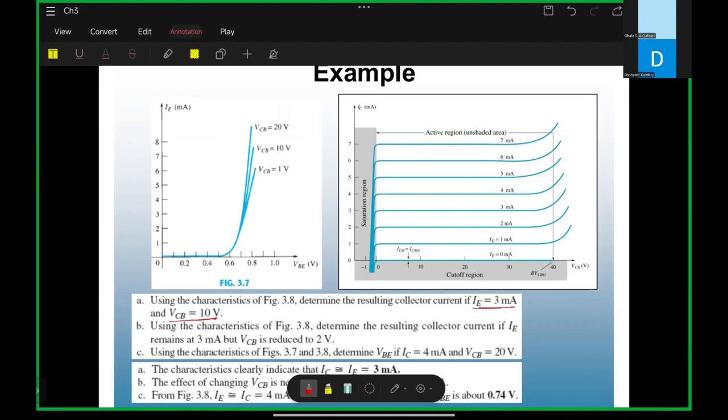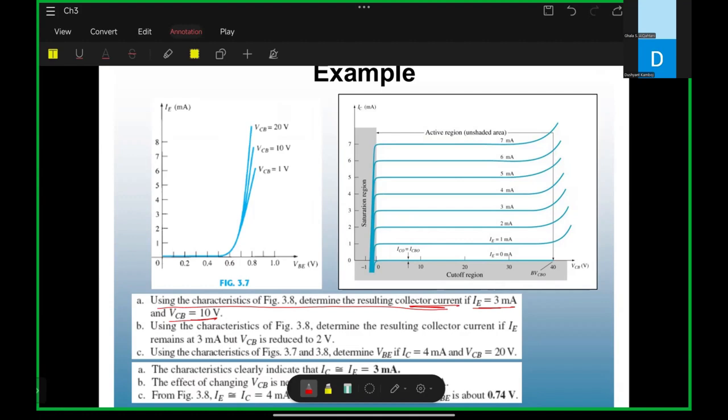Any idea? He wants the alpha or he wants IC, right? Can you read this question? Yeah, he is asking for IC. So we will use the formula IE equals IC plus IB, right?